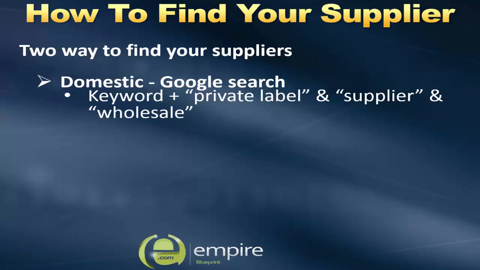So for example, let's say it was carving knife kit, so that would be the keyword, and then right next to it you would type in private label or supplier or wholesale, and it would pull in the particular product keyword plus that particular private labeler or supplier or even manufacturer you could use in there.